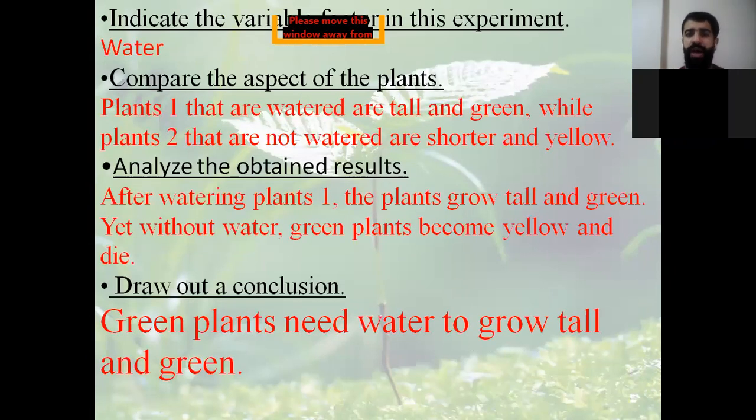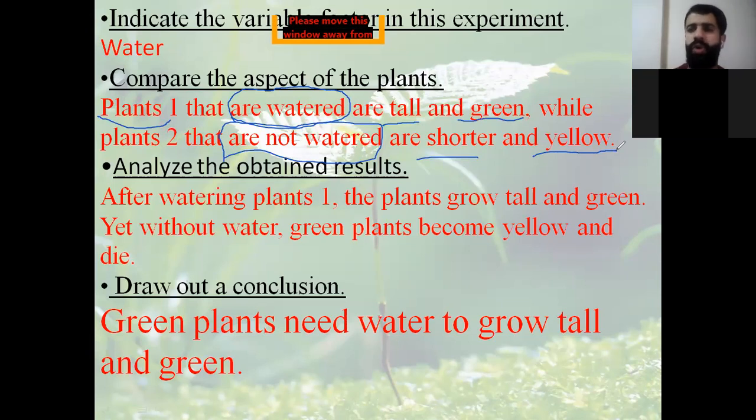So let's move on. What is the variable factor? As Ahmad said, the variable factor is water. Compare the aspect of the plants. Pay attention here whenever we move to compare. I said plants 1 that are watered, meaning that in the presence of water, they are tall and green. While plants 2 that are not watered, so this is the variable factor, no water, they are shorter and they are yellow in color.